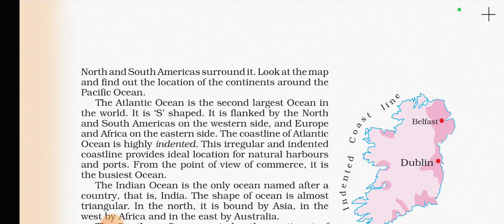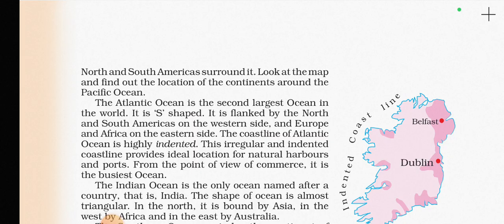The coastline of the Atlantic Ocean is highly indented, meaning eroded. The irregular and indented coastline provides ideal locations for natural harbors and ports, which is very good for commercial activities, because ships can come and go, using them as stopping points. So from the point of view of commerce, it is the business ocean.